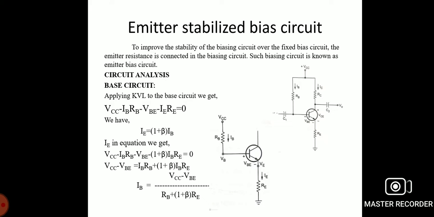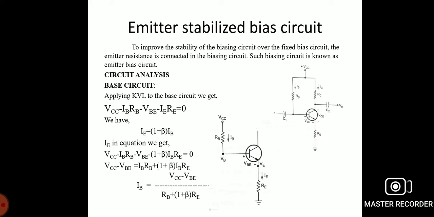Here, for the emitter stabilized bias circuit, how to implement the circuit: to improve the stability of the biasing of the circuit over the fixed bias and also the voltage divider bias, an emitter resistance is connected in the biasing circuit. Such a biasing circuit is known as an emitter biasing circuit.